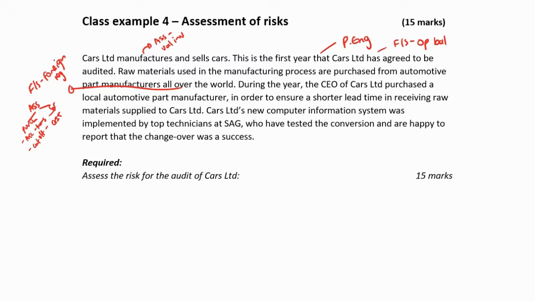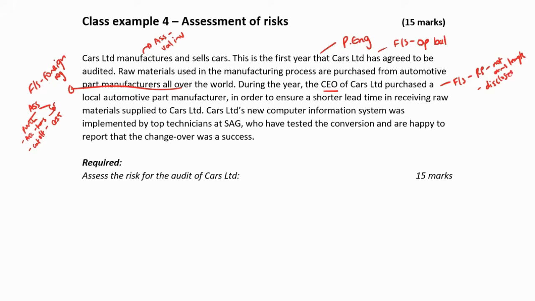During the year, the CEO of Cars purchased a local automotive part manufacturer in order to ensure a shorter lead time in receiving raw materials supplied to Cars. So the CEO is related to Cars, has gone and purchased a supplier so that they can now use that supplier. So we've got related parties. So we've got risk at the financial statement level because related party transactions might not be at arm's length and they might not be disclosed.